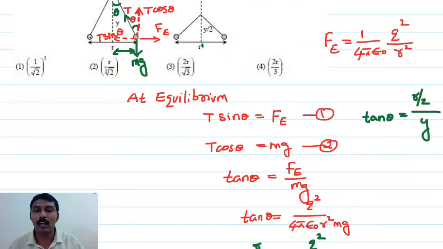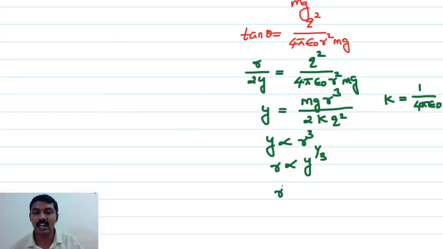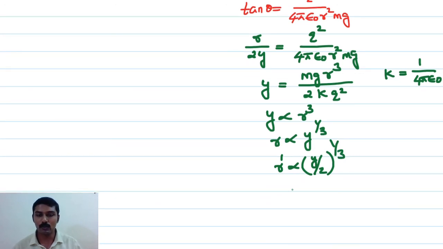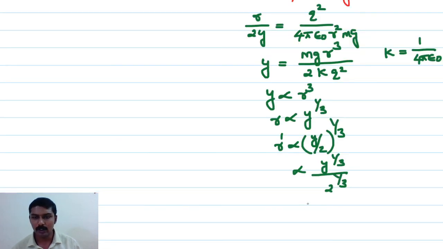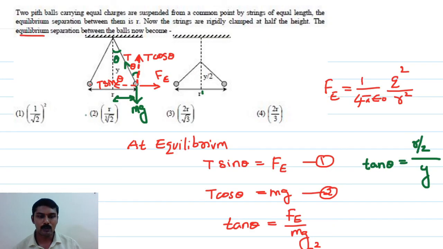So if y becomes y by 2, then what happens to r? Let's call that r as r dash, which is directly proportional to y by 2 to the power 1 by 3. You just have to divide those together. You will get y to the power 1 by 3 over 2 to the power 1 by 3. Y to the power 1 by 3 obviously is r, so you can substitute that: r dash is equal to r by 2 to the power 1 over 3. So obviously you got the answer: r over 2 to the power 1 by 3.